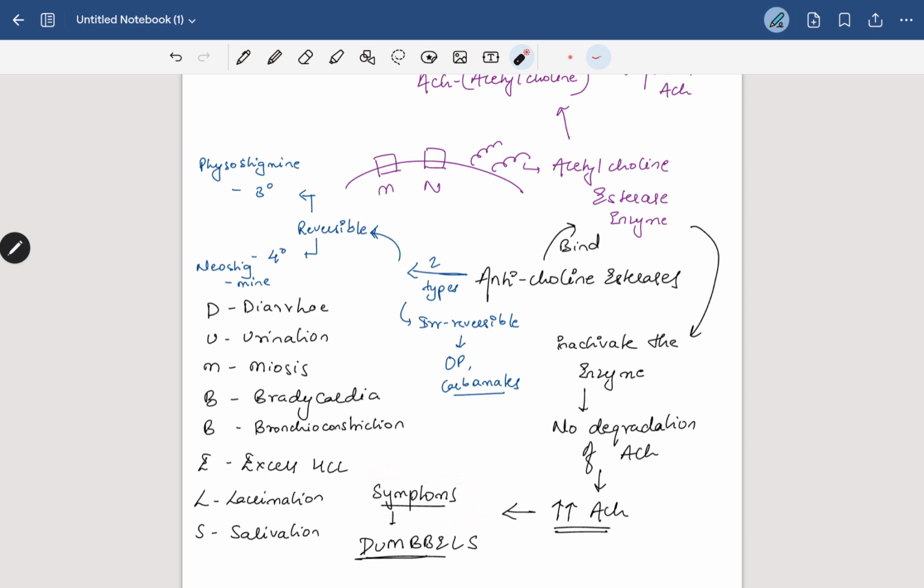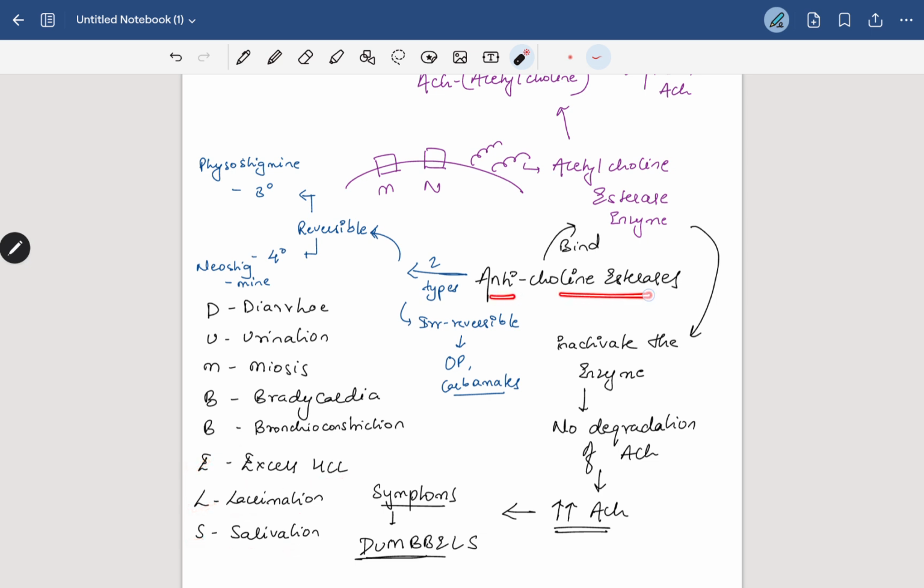The symptoms that occur due to increase in acetylcholine can be memorized with the help of a mnemonic known as DUMBBELS. D stands for diarrhea, U stands for urination, M stands for miosis, and B stands for bradycardia. Another B stands for bronchoconstriction. E stands for excess HCl. L stands for lacrimation, and S stands for salivation.